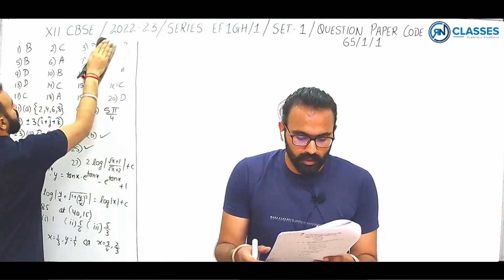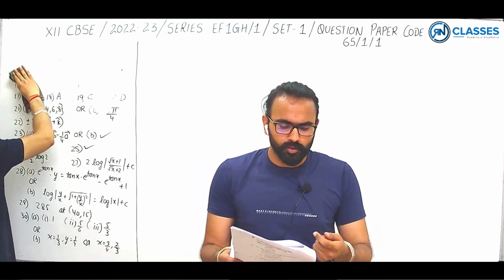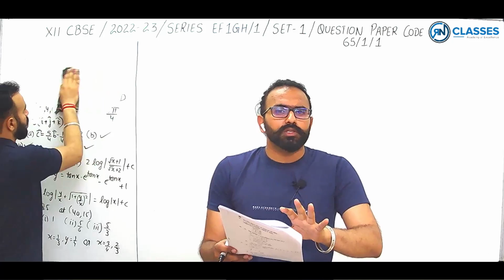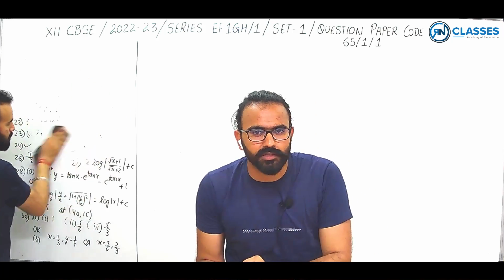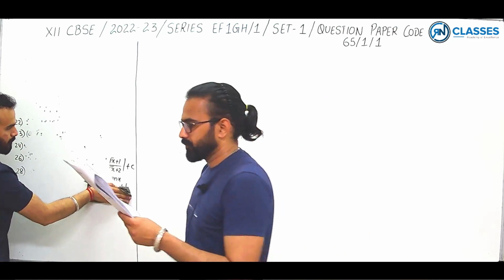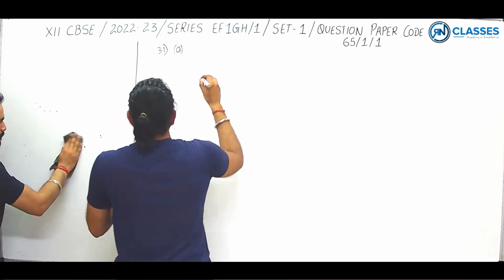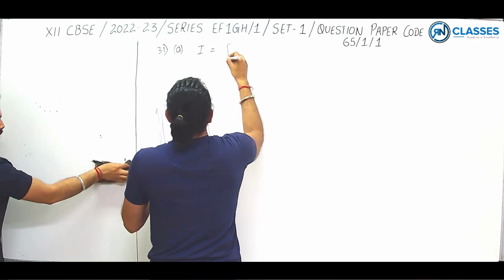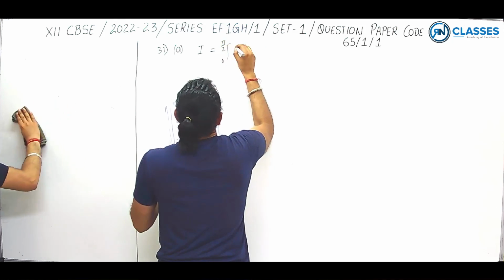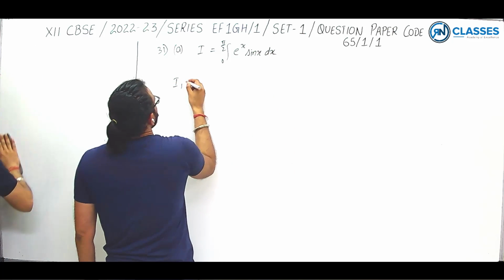It is a definite integral question, so either we can use properties of definite integration, or if you notice, the integrand, that is e power x into sin x, we can easily do its indefinite integration first, and finally we can substitute the limits. Like I will consider this as I, integration from 0 to pi by 2 of e power x into sin x dx. First I will do the indefinite integration.